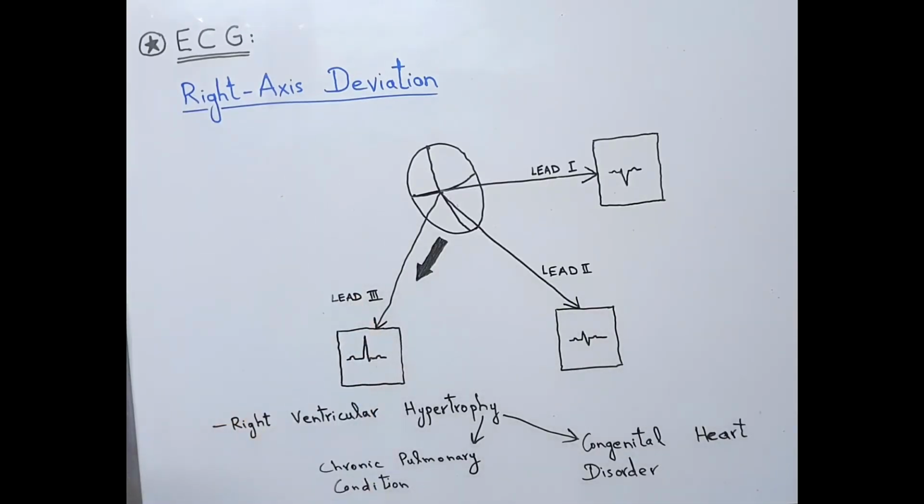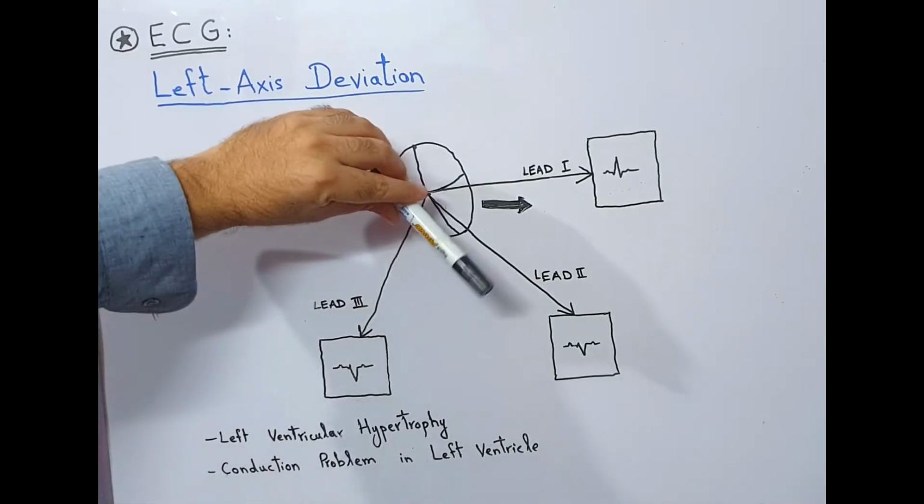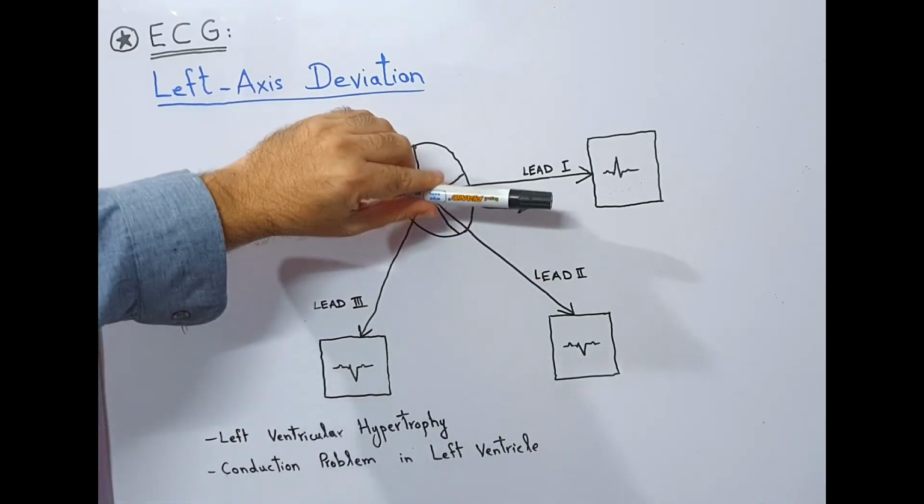Right axis deviation occurs in right ventricular hypertrophy, which in turn may be because of a chronic pulmonary condition or some congenital heart disorder, etc. Some degree of right axis deviation is also present in tall, thin individuals. That is normal. In left axis deviation, the cardiac axis shifts towards the left.